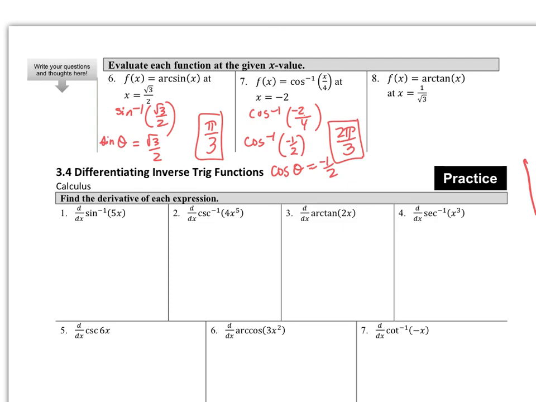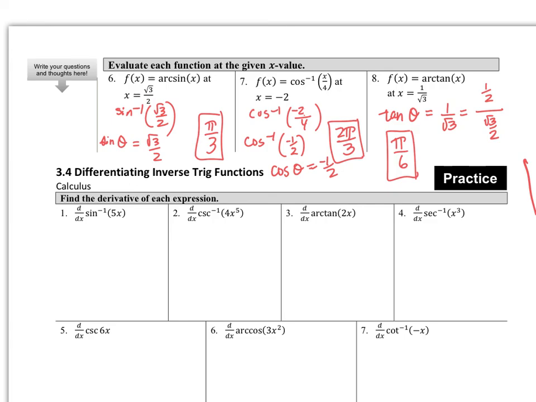Then number 8, the arctan of 1 over square root of 3. So this means that the tangent of some angle is equal to 1 over square root of 3. Well, if you remember, tangent is sine over cosine, and if you're using the unit circle, you know that sine has to be 1/2, and cosine would have to be square root of 3 over 2. Those are the only points that would work and make that be 1 over square root of 3. So using the unit circle, we know that is pi over 6.